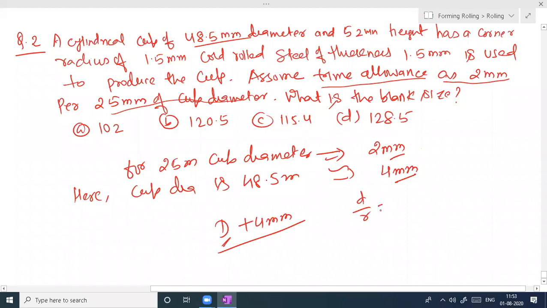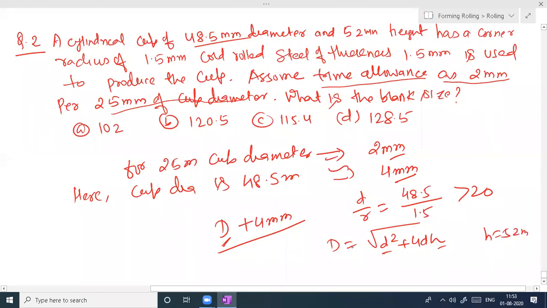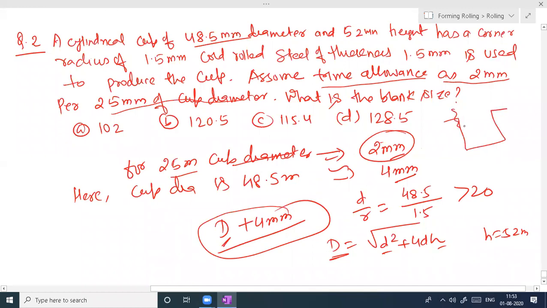So D by R is how much? D is your 48.5 and R is your 1.5. So it is greater than 20. Then D is equal to square root of d square plus 4dh. So d you know, h you know, h is 52 mm. Then you calculate D and add 4 mm. Why 4 mm? Because for 25 mm cup diameter they are telling you to add 2 millimeter. Because what happens, the cup is formed like this. So they will remove this finally.